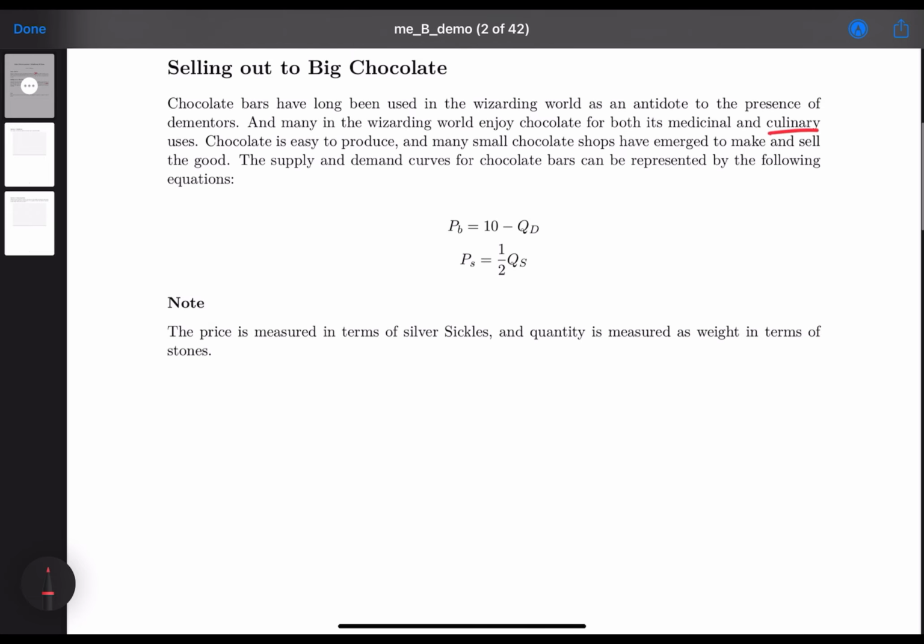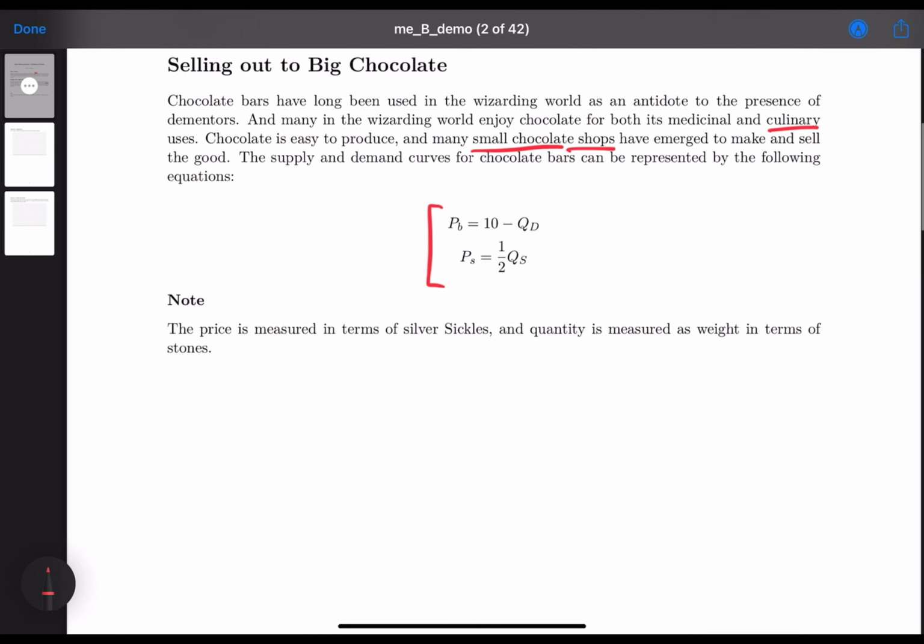It turns out chocolate is easy to make, so there are many small chocolate shops that have emerged because of this. This is an indication to us that this is a perfectly competitive world, a perfectly competitive market. There are many shops selling chocolate bars. And we're given the supply and demand curves here.